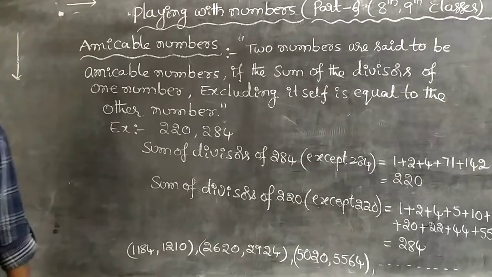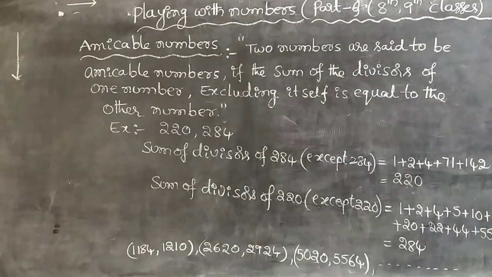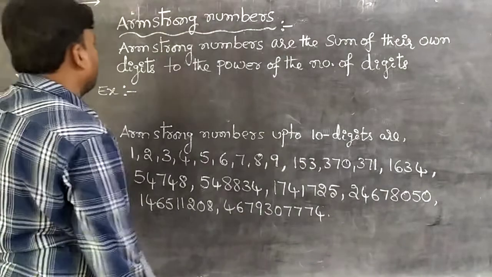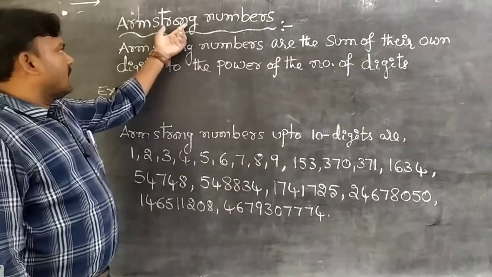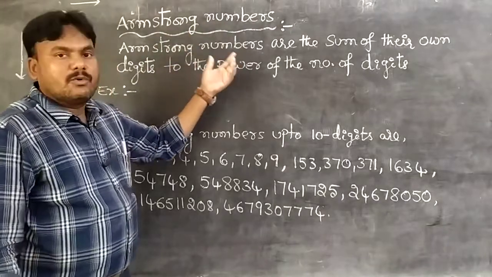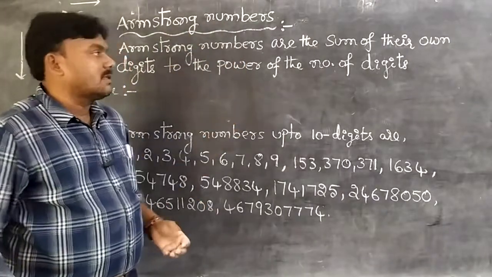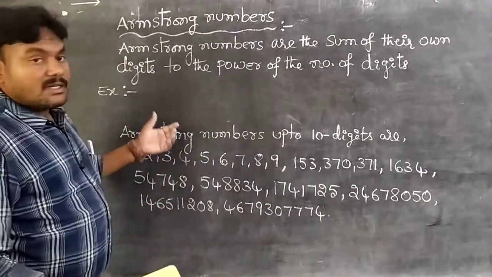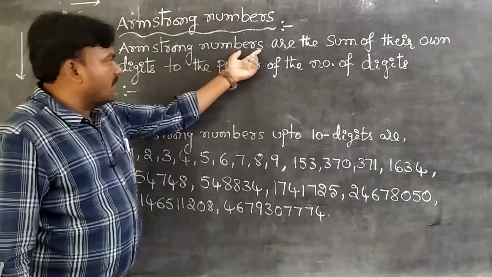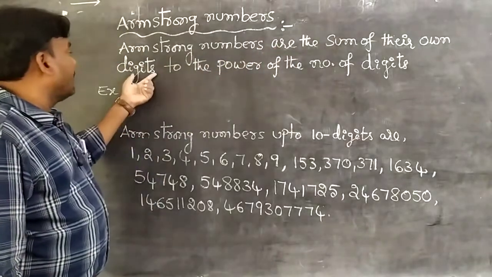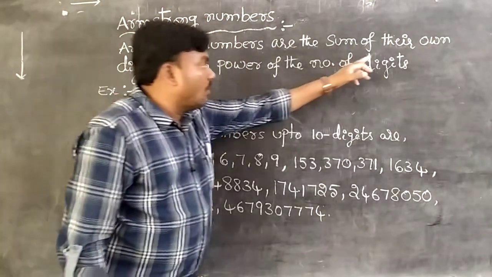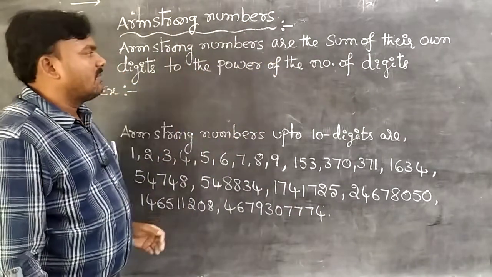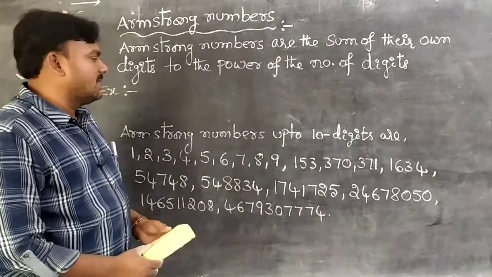Armstrong numbers. Observe the definition of Armstrong numbers. Armstrong introduced these numbers, that's why we call them Armstrong numbers. Armstrong is one of the famous mathematicians. What are Armstrong numbers? Observe: Armstrong numbers are numbers equal to the sum of their own digits, each raised to the power of the number of digits.